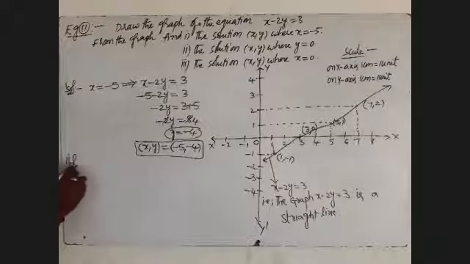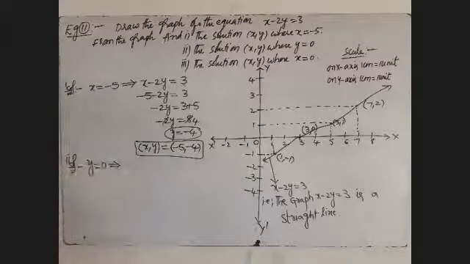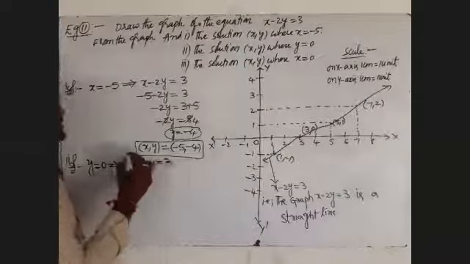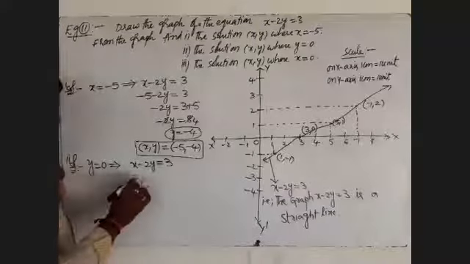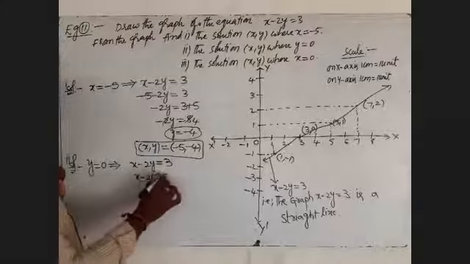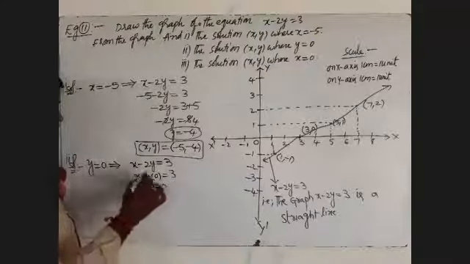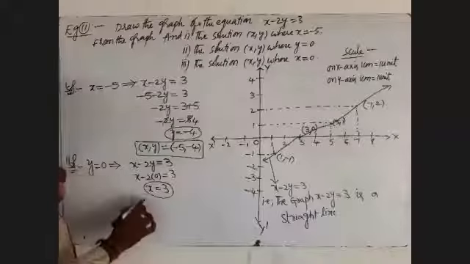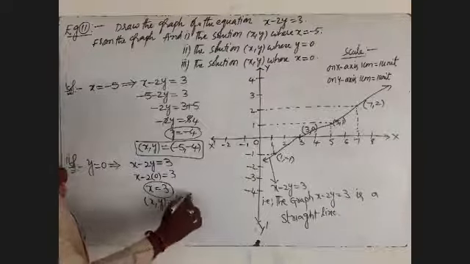Now I am going to the second one. What I am asking here is, their y coordinate is 0. I have to find the value of x. What is given? x minus 2y is equal to 3 is given. Where the y coordinate value is 0, I will write x minus 2 into 0 is equal to 3. 0 into any value is 0, so x is equal to 3. We know that the value x is equal to 3, then y is equal to 0. We will write the ordered pair of x comma y is 3 comma 0.